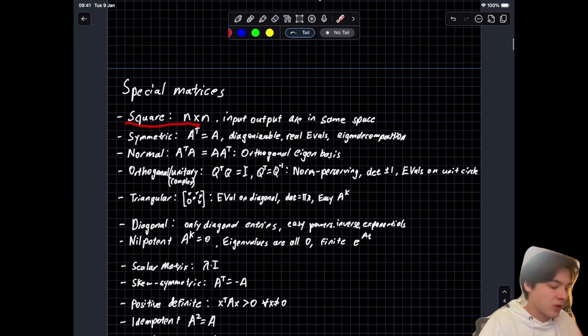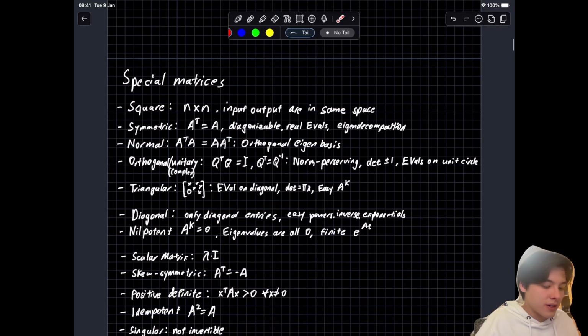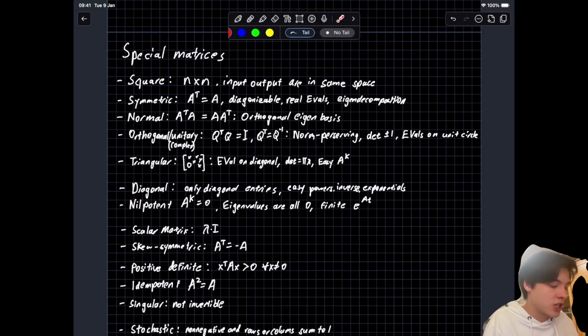We have square matrices if it's n times n, so the input and output are in the same space. Symmetric, if we take the transpose, it's the same. So what would that mean? It's diagonalizable. It has real eigenvalues. We can do eigendecomposition. And a matrix is normal if A transpose A is equal to A A transpose, and that means we can make an orthogonal eigenbasis of the matrix.